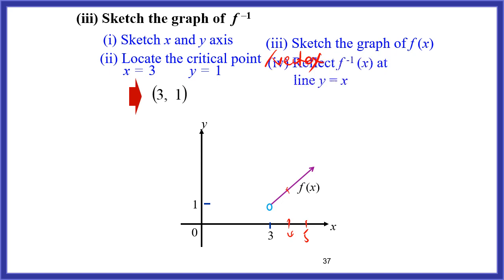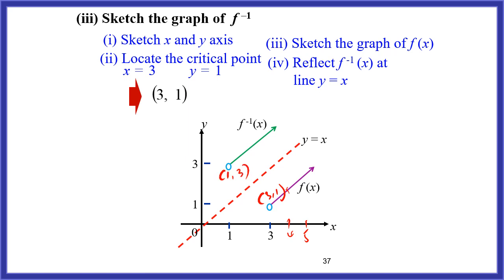And then to find the f inverse, we just have to reflect on the line y equals x. Okay, so we have this graph. This point here is (3, 1), so for the f inverse, it should be (1, 3). We just have to swap the x and y coordinates.